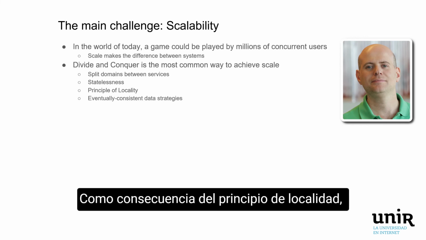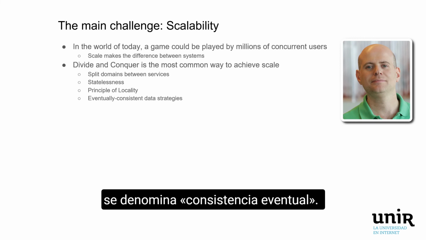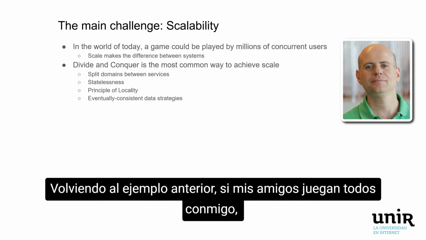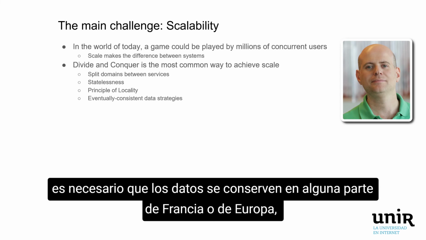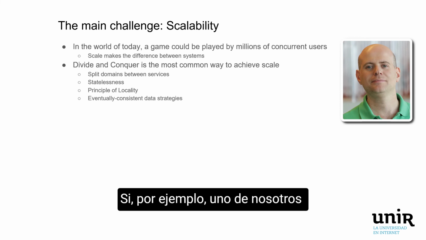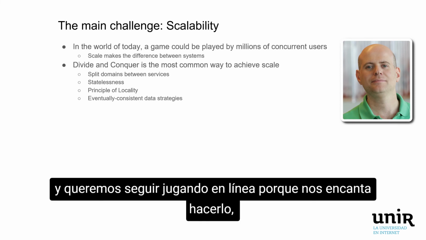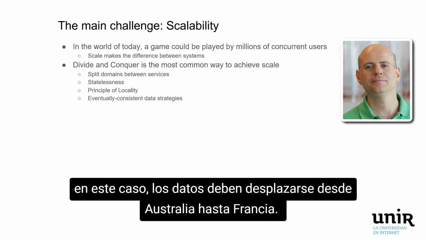And then, as a consequence of the principle of locality, the data strategy that you want to employ is called eventual consistency. If my friends, to go back to my previous example, all play together with me, we need to have the data persisted in France somewhere or in Europe somewhere, so that it can be easily reached there. But let's say, for example, that one of us goes on vacation to Australia, and we still want to play online because we love playing online so much. In that case, my data in Australia needs to come all the way from France.